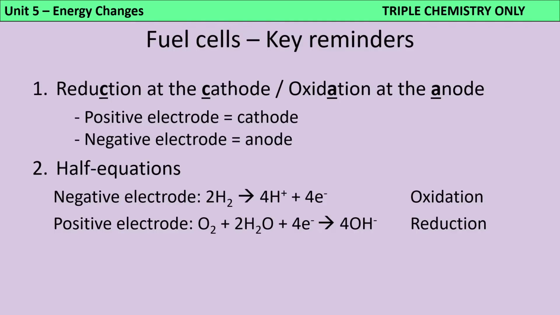Or the other is to learn that reduction with a C happens at the cathode and oxidation with an A happens at the anode. And that is true both for electrolysis and for fuel cells. In fuel cells, I've seen half equations that involve hydroxide ions and some which do not involve these. Yes, mine has hydroxide ions in. That is the one that is in your spec.